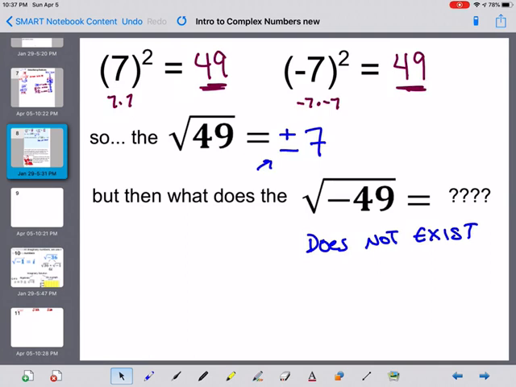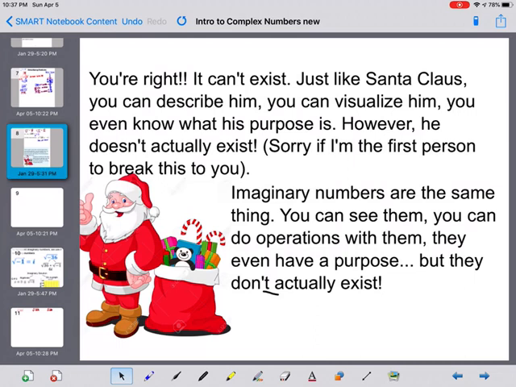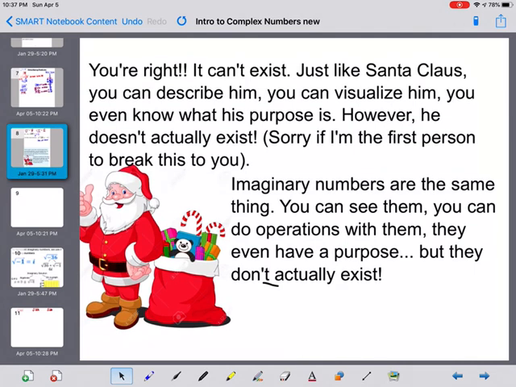But does he actually exist? No, right? He doesn't really exist. I'm sorry if I'm the one to break it to you. Imaginary numbers are the same way, okay? So that can't exist, just like Santa Claus. You can describe him, you can visualize him, you even know what his purpose is, but he doesn't actually exist. Imaginary numbers are the same thing. You can see them, you can do operations with them, you can work with them, but they have a purpose, but they don't actually exist.